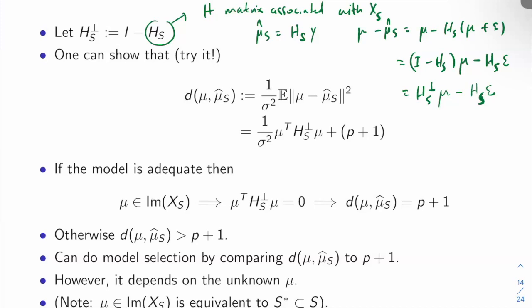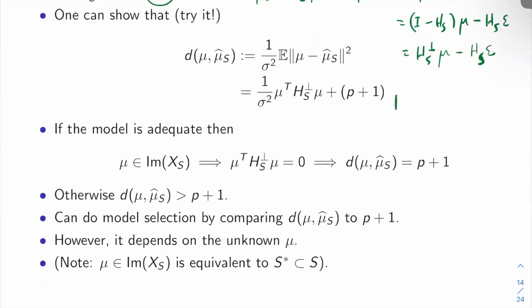And because HS perp projects onto the orthogonal component and HS projects onto the space, these are orthogonal to each other. So then I square things, and you get HS perp mu squared plus norm HS epsilon squared. And then you take the expectation of both sides. This is constant, and then you can calculate the expectation of this.